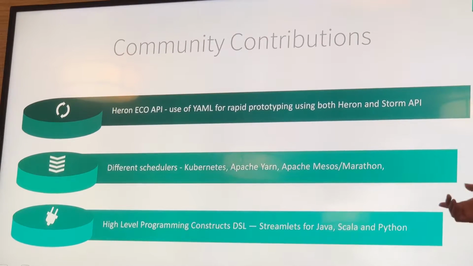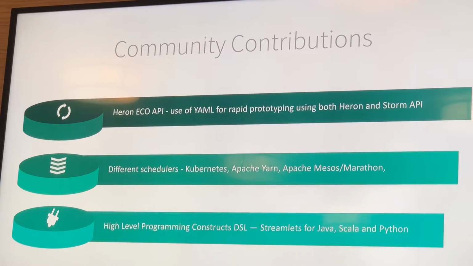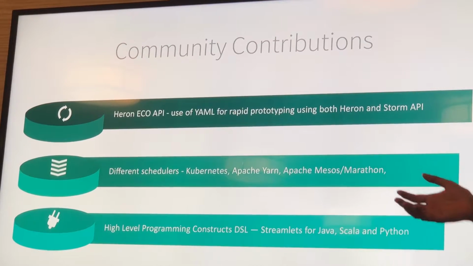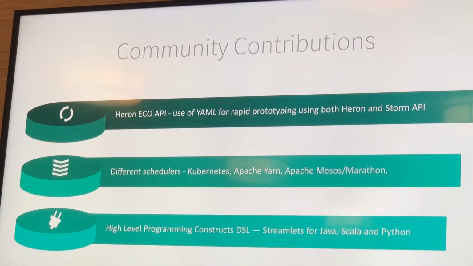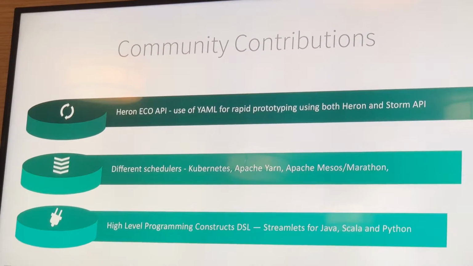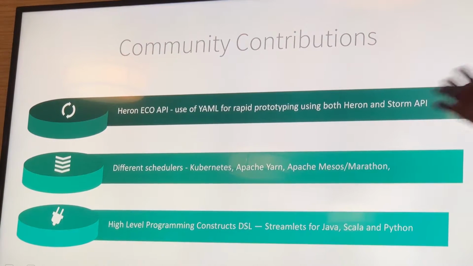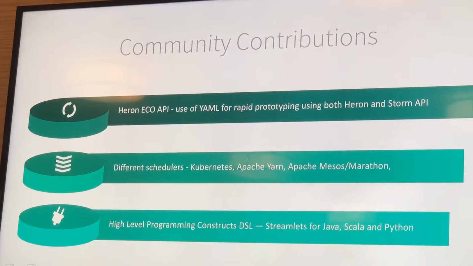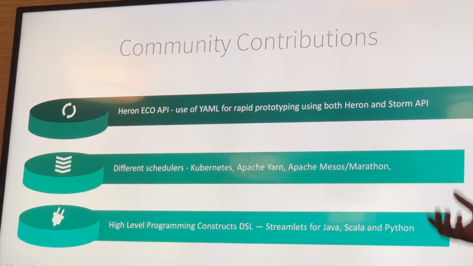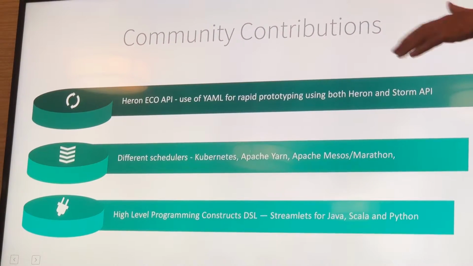Also high-level programming, high-level DSL. Heron itself inherits the Storm API, so a user needs to write the spout and the bolt, like we saw in the previous slides. It's logical from an implementation point of view, but functional programming is pretty popular now, and some people care more about the functional part.